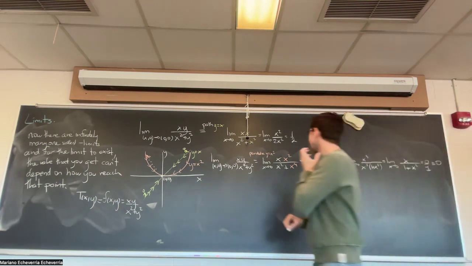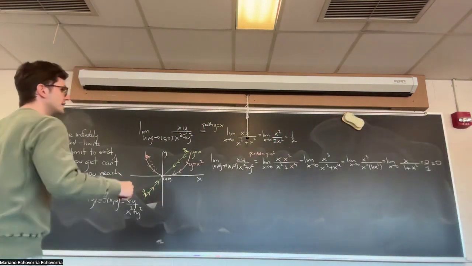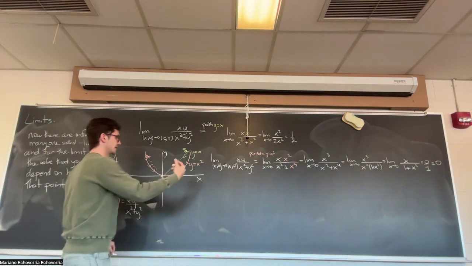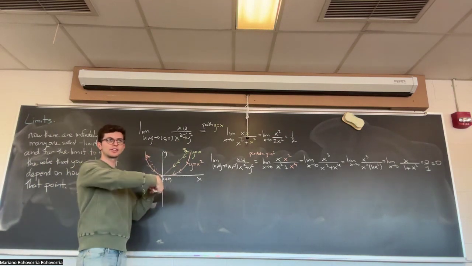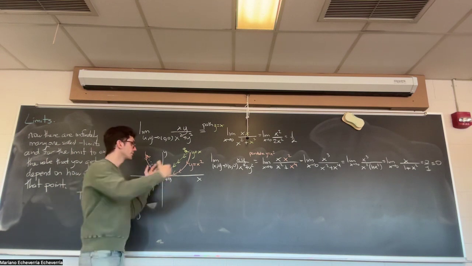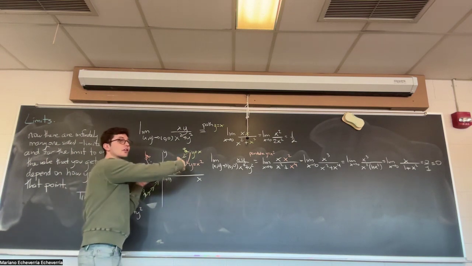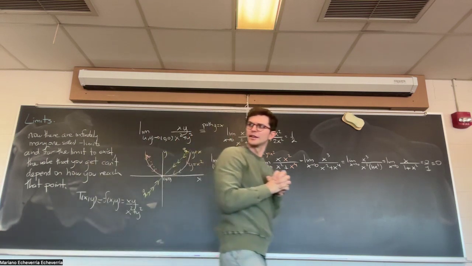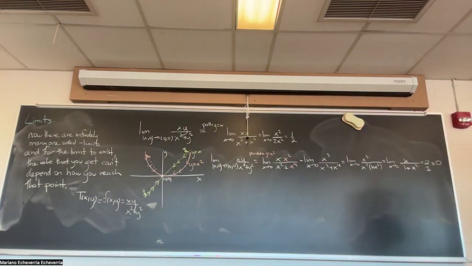So what this is saying is that as you approach the origin, the value of the temperature that you're getting goes towards 0 as you move closer and closer to the origin, if you move along the parabola. Is that okay? Is that making sense?